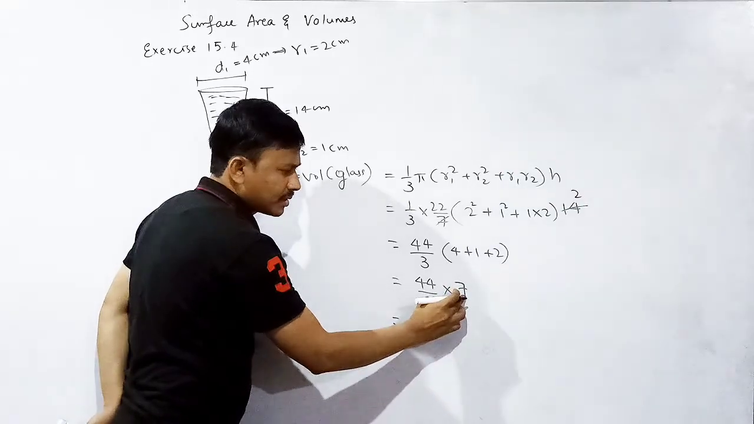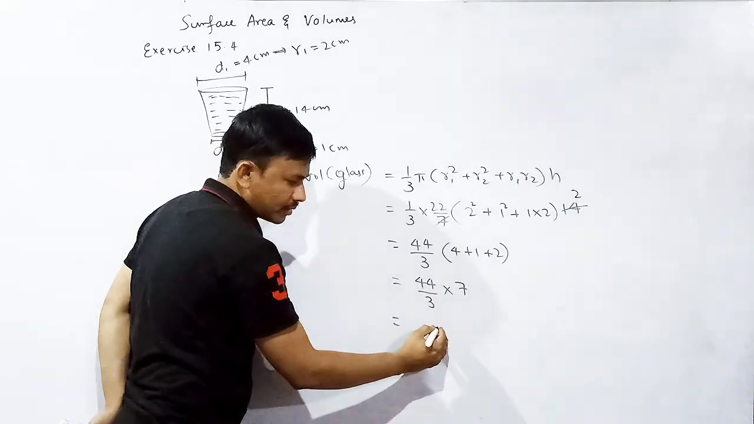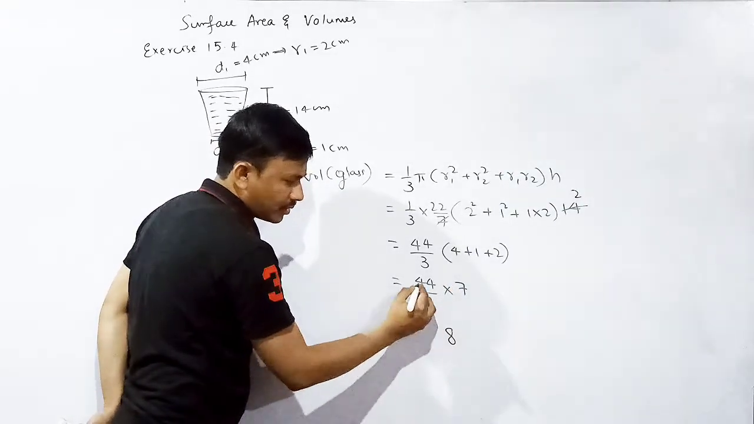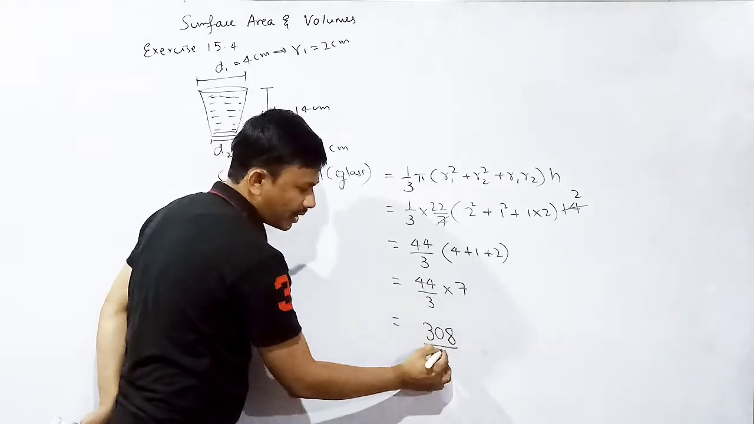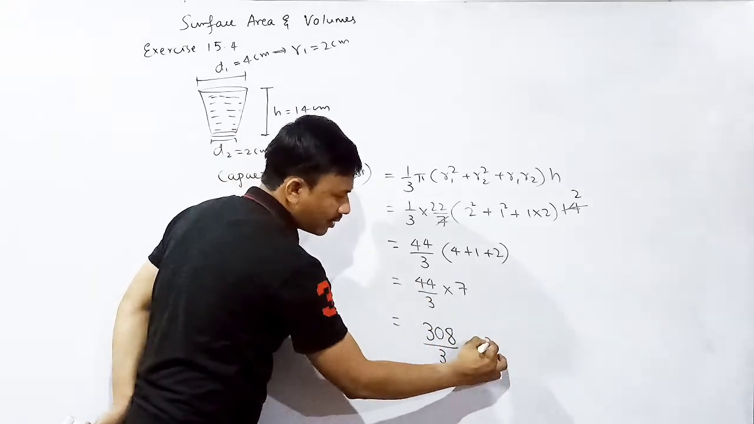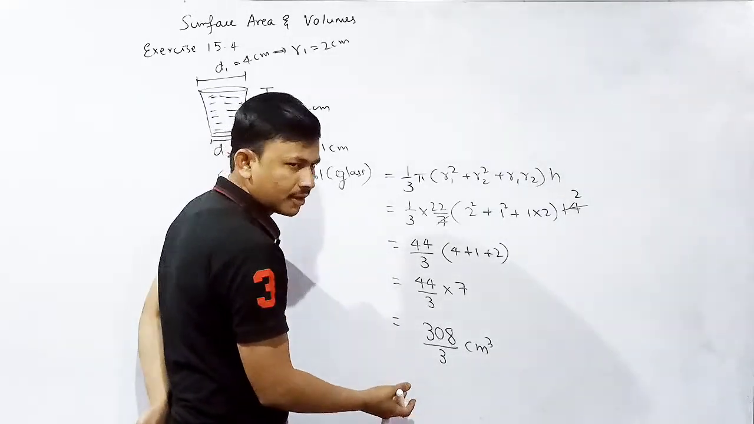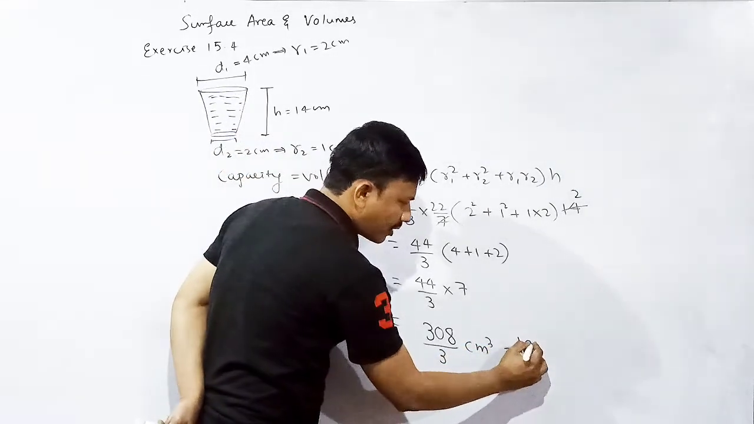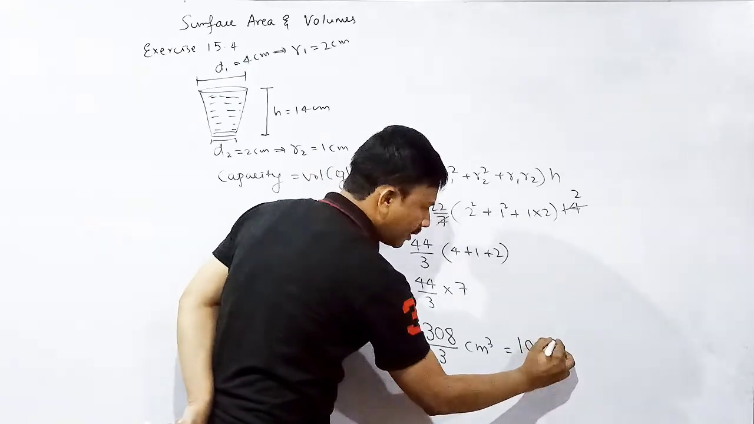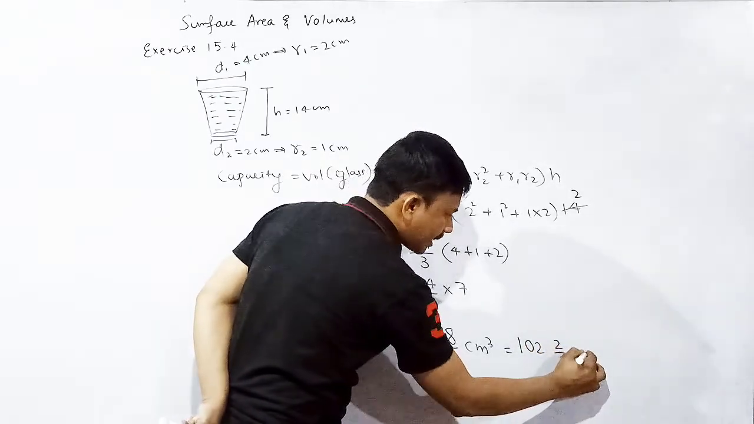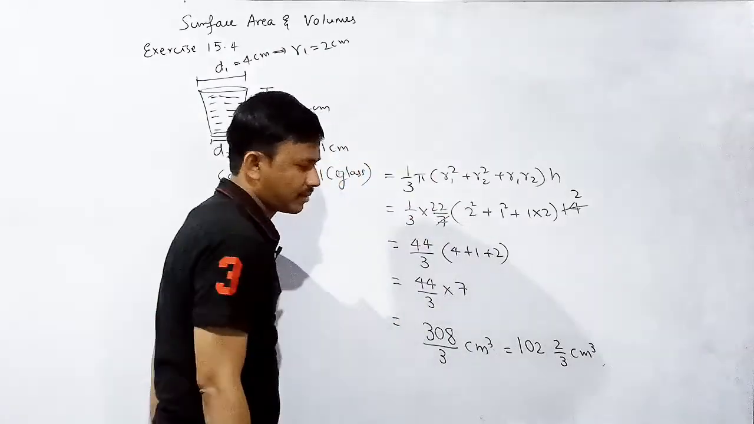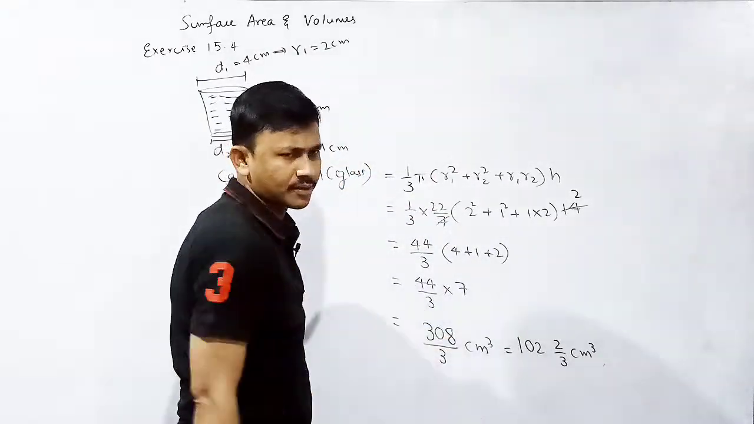Correct? 7 4s are 28. 308 divided by 3 centimeter cube. If we convert it into a mixed fraction, it will become 102 integer 2/3 centimeter cube, which is the answer. This is also the answer.